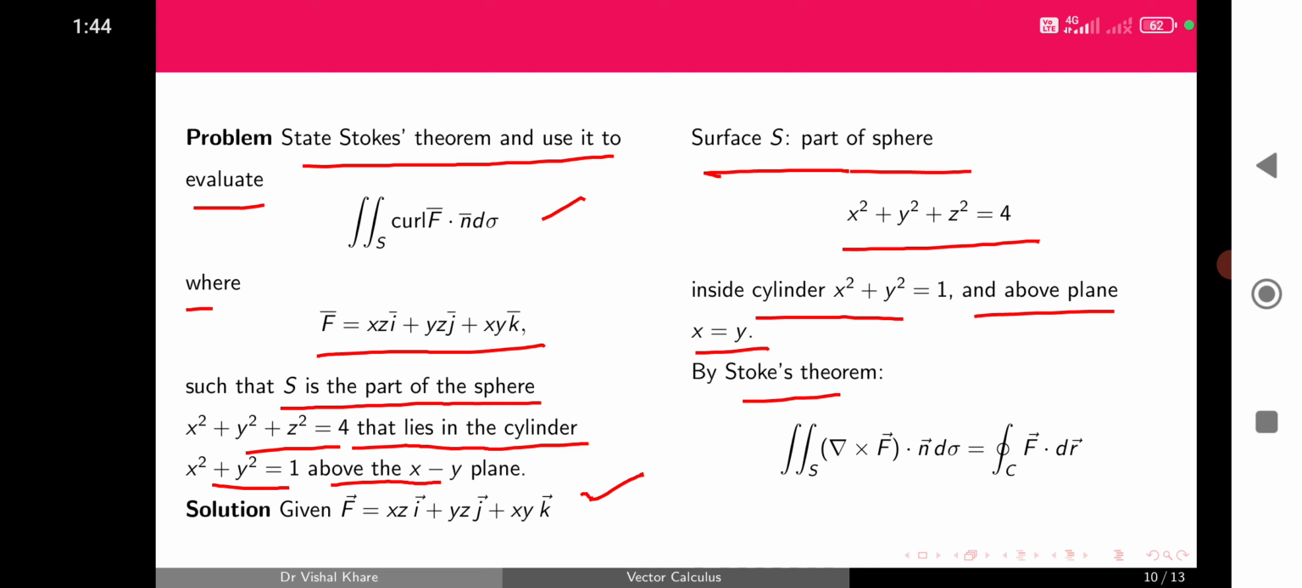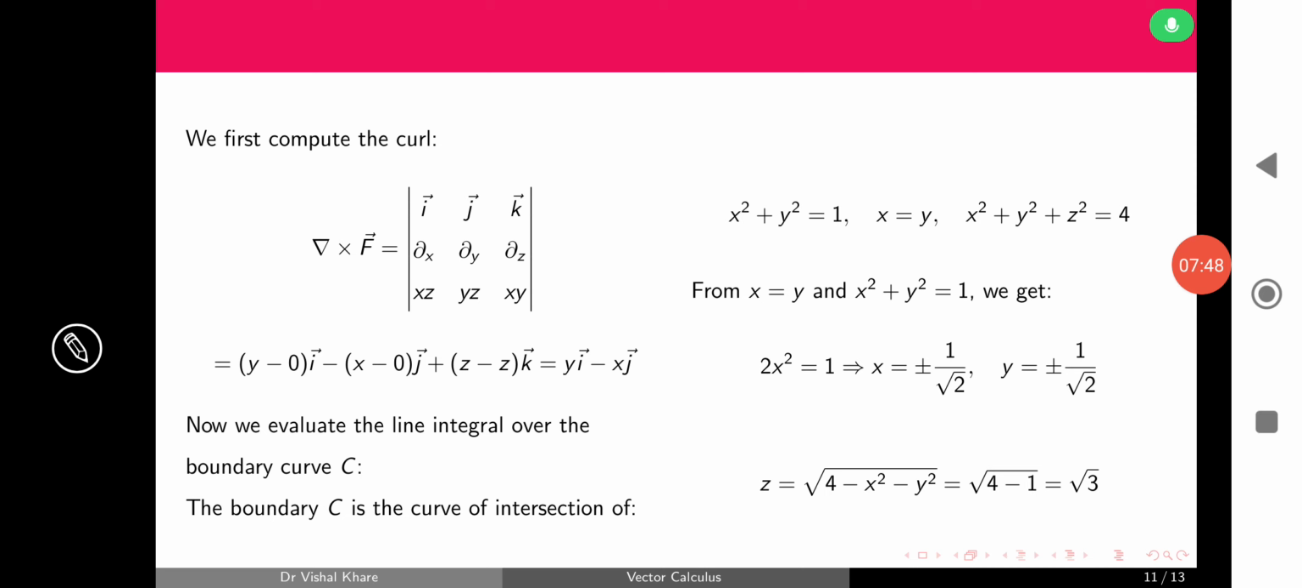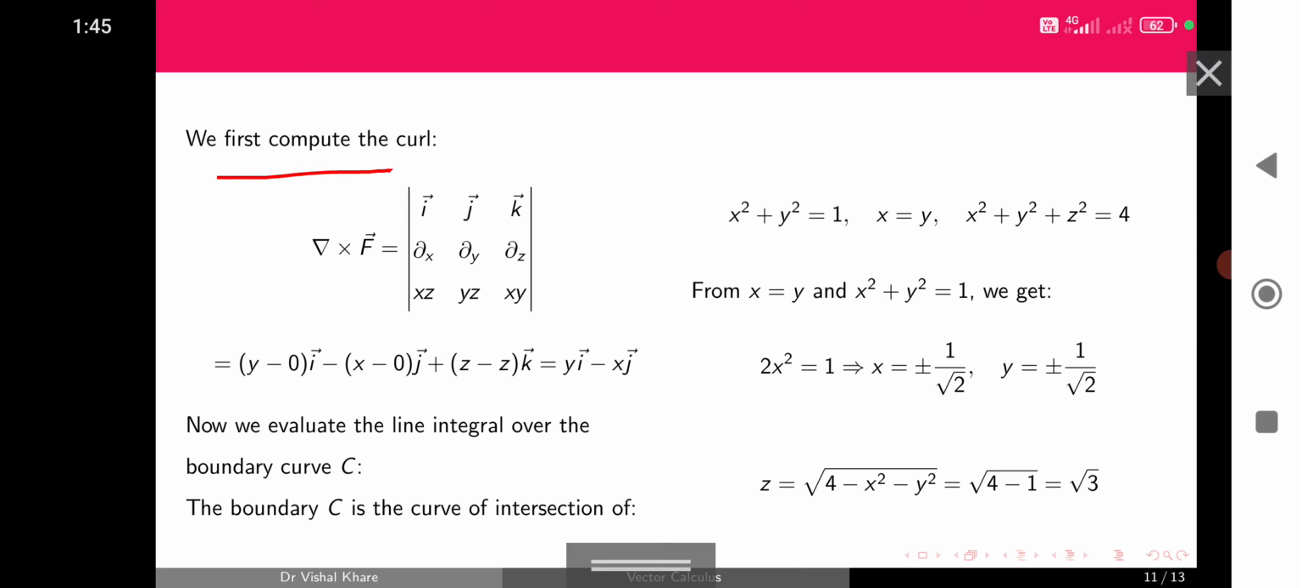By Stokes' theorem, the double integral of del cross F dot n d sigma is equal to the integral of F dot dr along the closed curve C. So we first compute the curl in this way. So this is equal to y i minus x j. Now we evaluate the line integral over the boundary curve C.